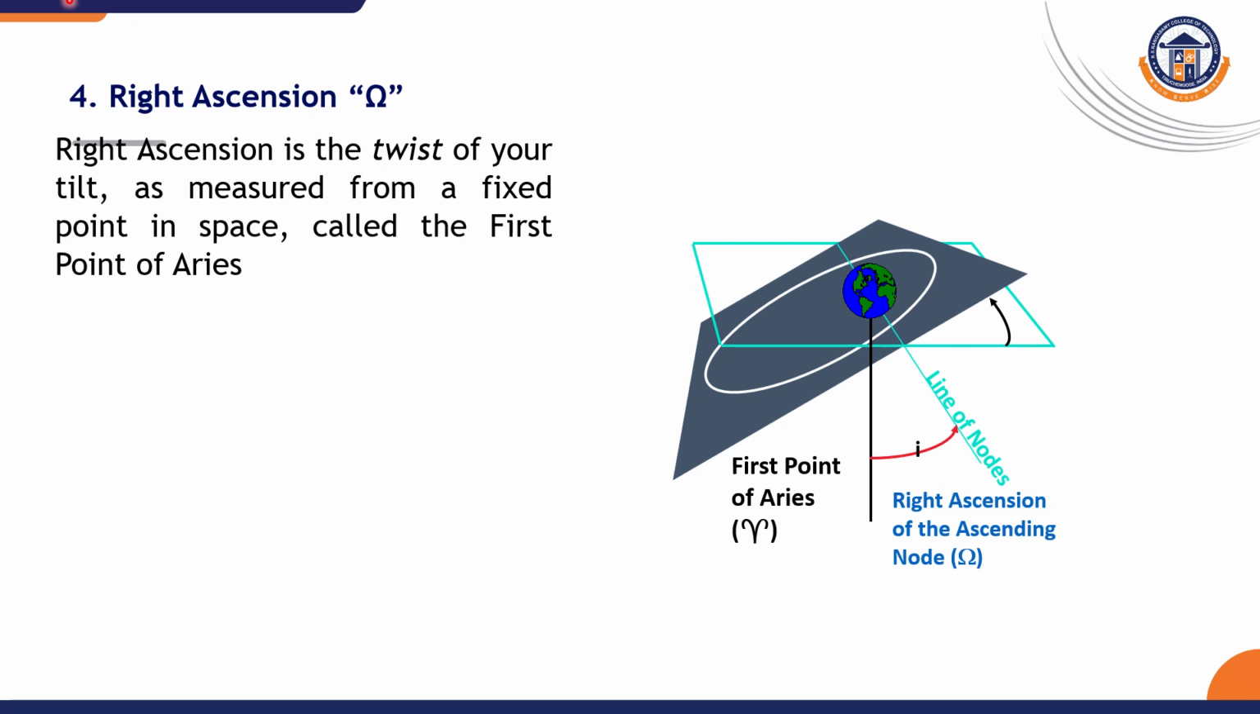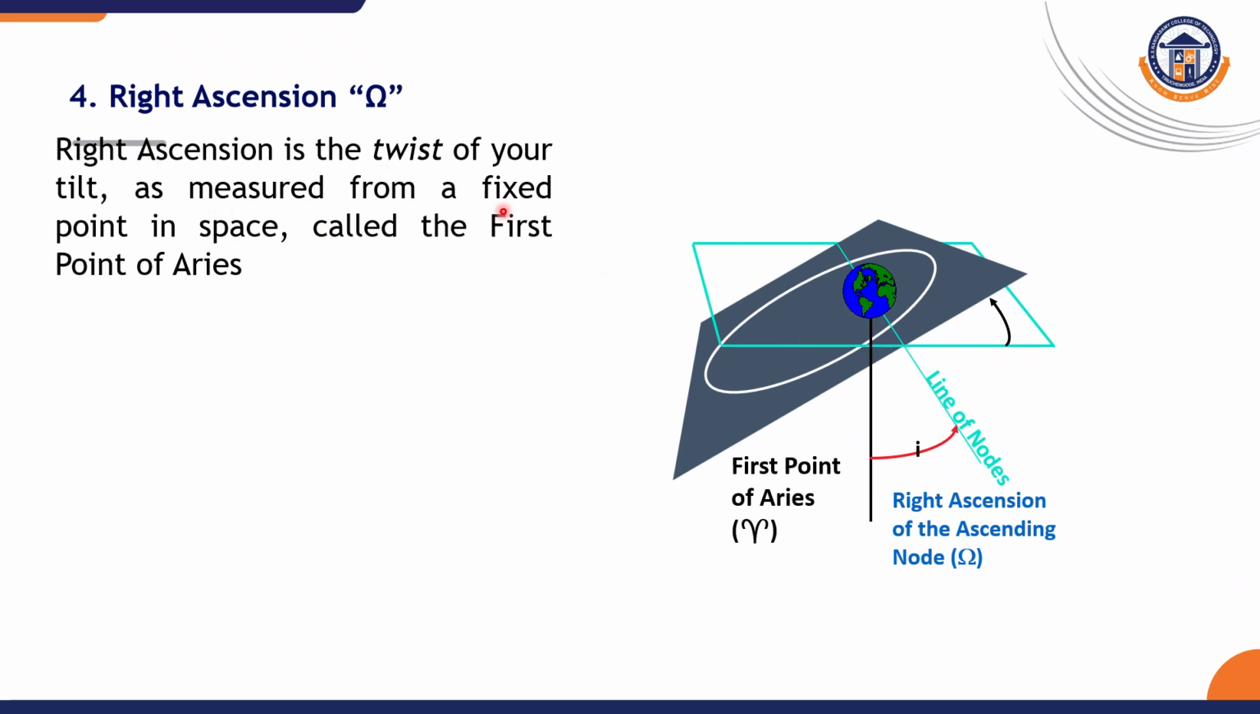Next parameter is the right ascension parameter. The right ascension parameter denotes the twist of the tilt, how the particular orbit is tilted. It is the right ascension.